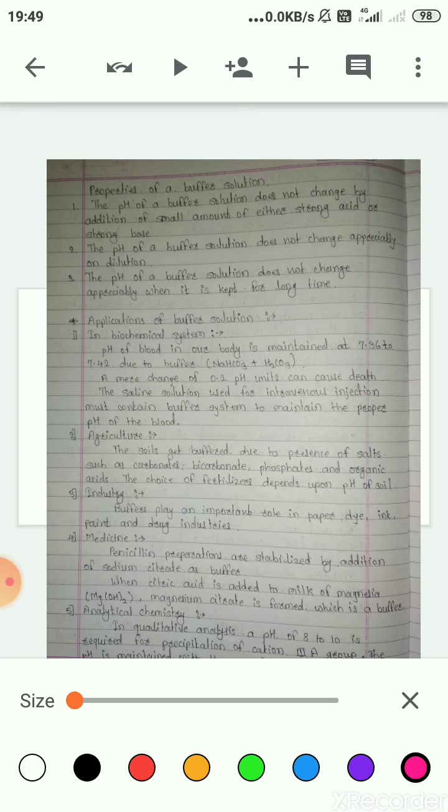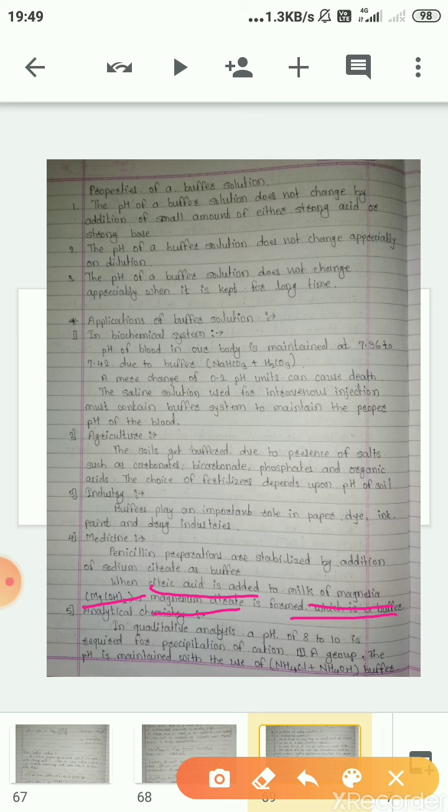When citric acid is added to milk of magnesia, which is nothing but magnesium hydroxide, magnesium citrate is formed, which is a buffer. That means the solution of magnesium hydroxide and magnesium citrate is a buffer.